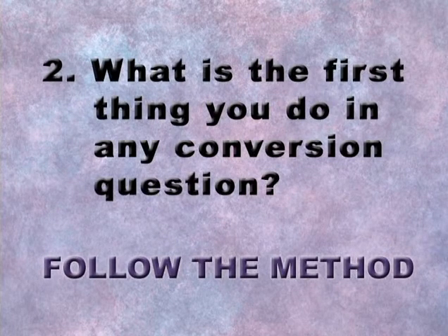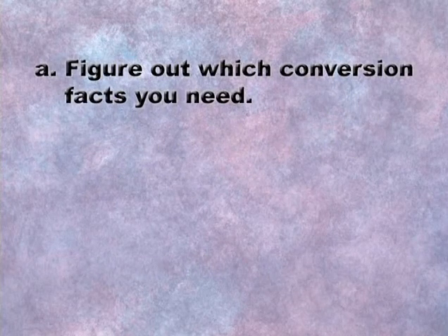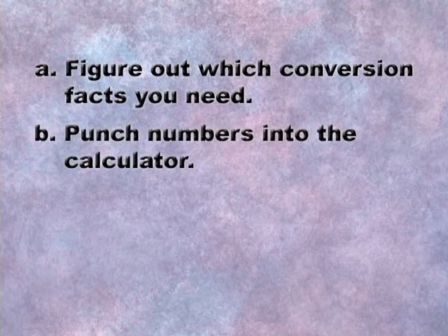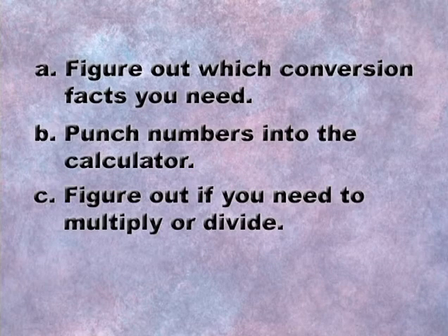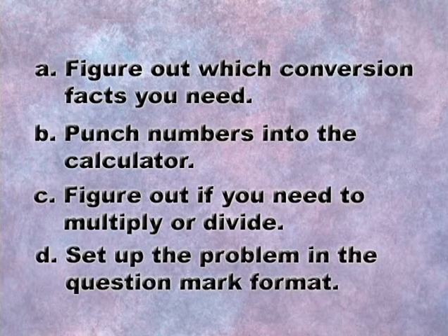Of course, question 2 concerns following the method. What is the first thing you do in any conversion question? A, figure out which conversion facts you need. B, punch numbers into your calculator. C, figure out if you need to multiply or divide. D, set up the problem in the question mark format.